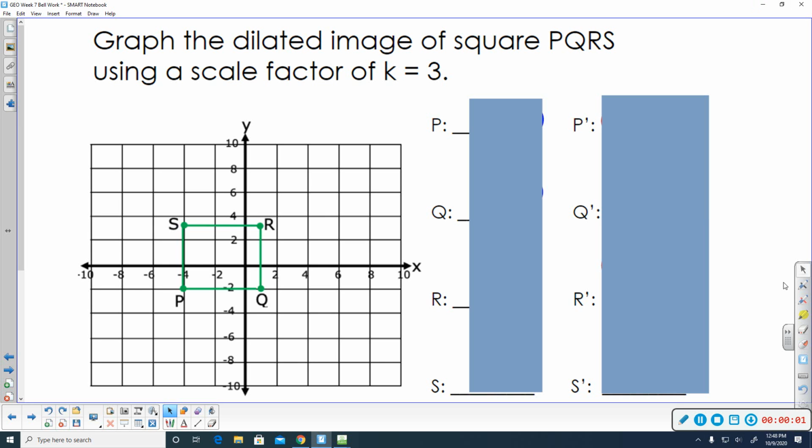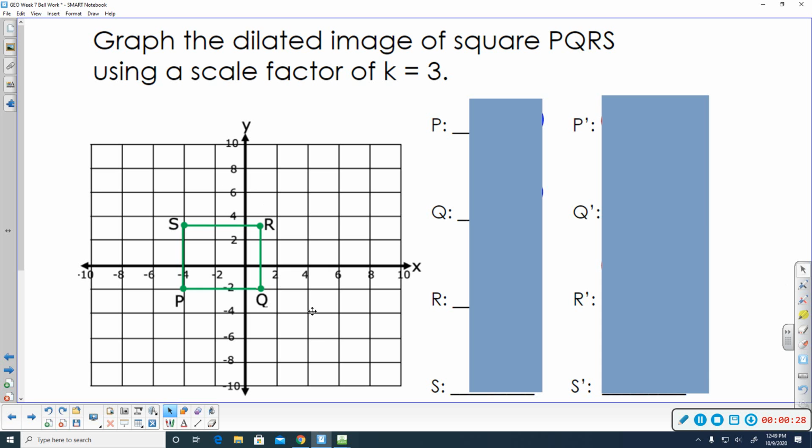Okay, here we want to graph the dilated image of square PQRS using a scale factor of k equals 3. So remember, when our scale factor is bigger than 1, we're doing an enlargement, so our figure is going to get bigger. In order to find the new points of our figure, we first need to find the points of the pre-image. So we need to find the coordinates of points P, Q, R, and S.